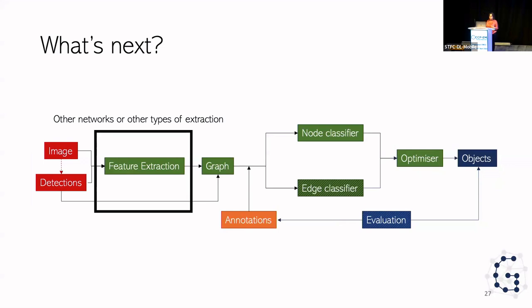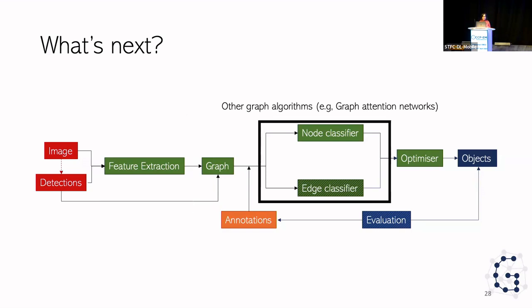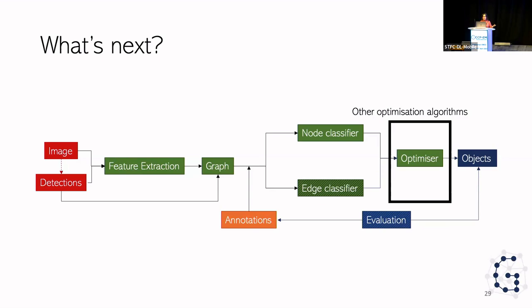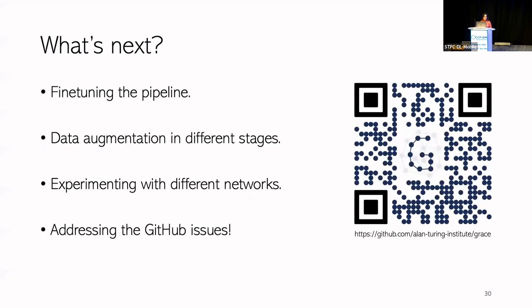We can have different types of networks for the extraction. In this case, it was a ResNet. Maybe that's not the best one to retrieve the images that we care about. We can also have other types of graph networks, and we can have fancier graph neural networks that learn about the local context, but as well keeping the attention on. And we can try other optimization algorithms. But what I leave you with is that we are fine-tuning the pipeline. We're trying to make it all work from the detections and your data all the way to the object separation. We want to have data augmentation for all of the stages to improve the results. We want to experiment, and we really just want to address the GitHub issues that we currently do have.